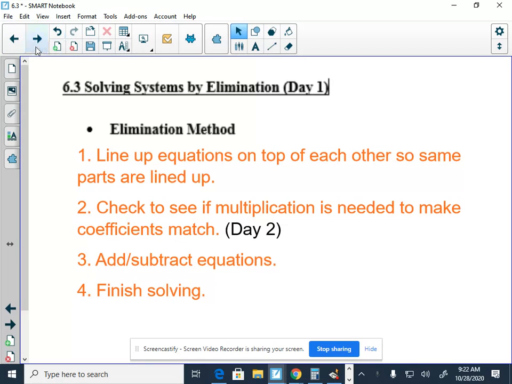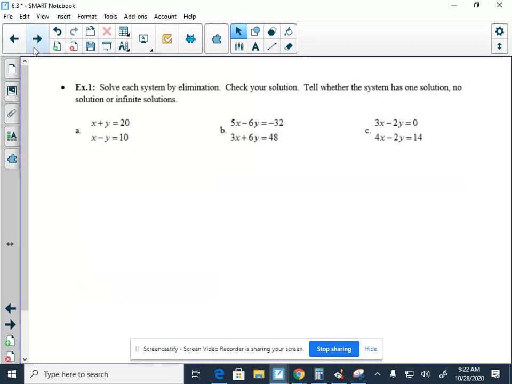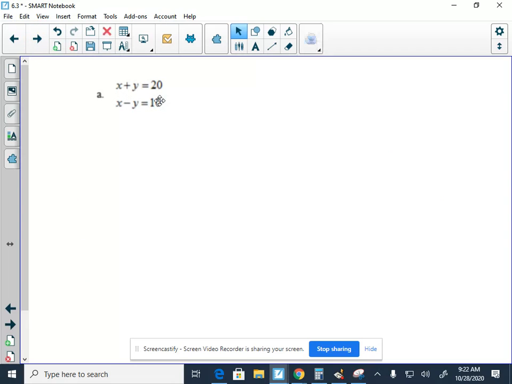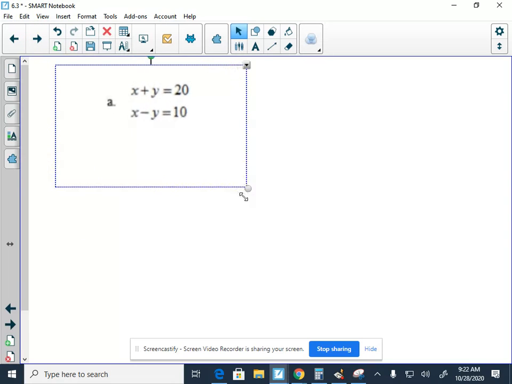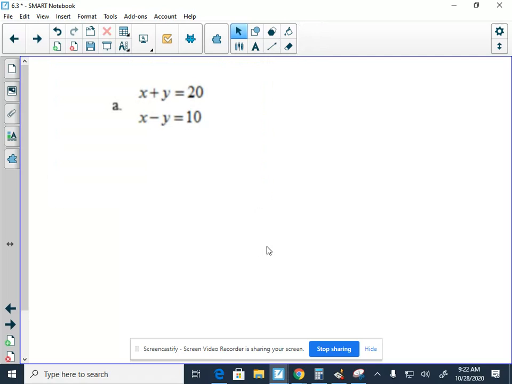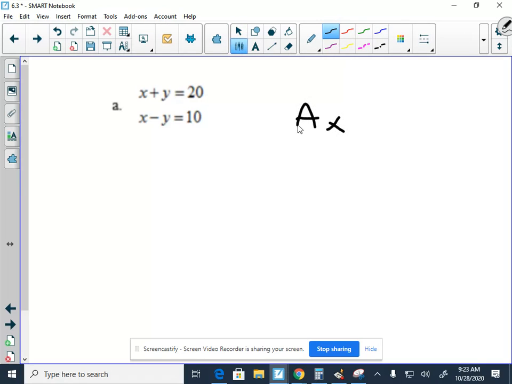Okay, so we're going to just jump right in. We're going to solve by elimination. So I've got this first problem A. One of the things, we want to line these up. We always try to put them in standard form. Standard form is ax plus by equals c. You'll notice we've got the x's lined up on top of each other.